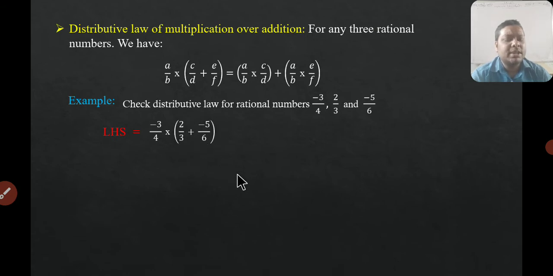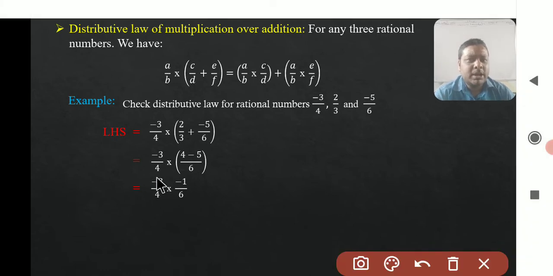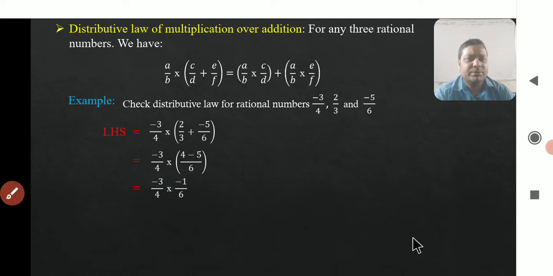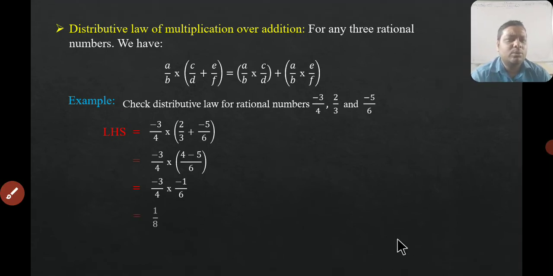So the LCM of 3 and 6 will be 6. 3 twos are 6 and 2 twos are 4, plus minus will be minus, 6 ones are 6 and 5 ones are 5. So now minus 3 by 4 into (4 minus 5) by 6, which is minus 1 by 6. Now minus minus will be plus, it means minus minus will cancel. 3 ones are 3 and 3 twos are 6. So upside it is 1 into 1, that is 1, and 4 into 2 is 8. So 1 by 8 is the value of LHS.